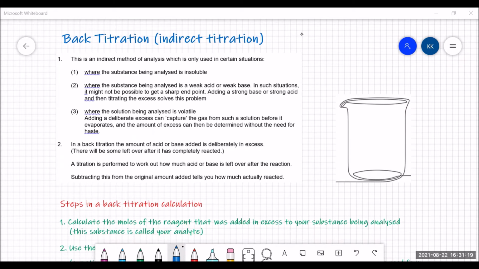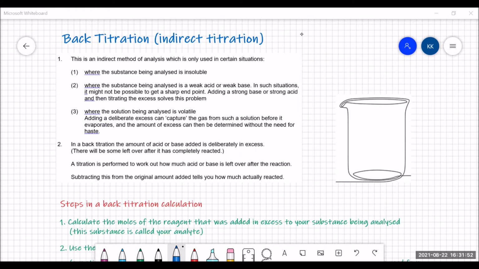Sometimes it's used when you're using a weak acid or a weak base, because it's really not possible to get a really sharp endpoint. That can mean that it's very difficult to achieve concordance. So if you add a strong base or a strong acid and then titrate the excess, that solves that problem. And the other one is where the solution being analysed is volatile. So adding excess can actually capture the gas before it evaporates.